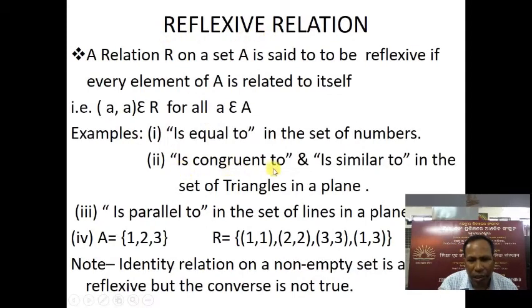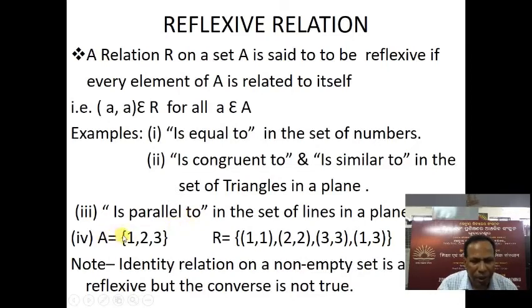Similarly, the relation "is congruent to" in the set of all triangles in a plane is a reflexive relation because every triangle is congruent to itself. Similarly, the relation "is similar to" in the set of all triangles in a plane is reflexive in nature because every triangle is similar to itself. Likewise, the relation "is parallel to": we know every line is considered parallel to itself. So the relation "is parallel to" in the set of all lines in a plane is a reflexive relation.